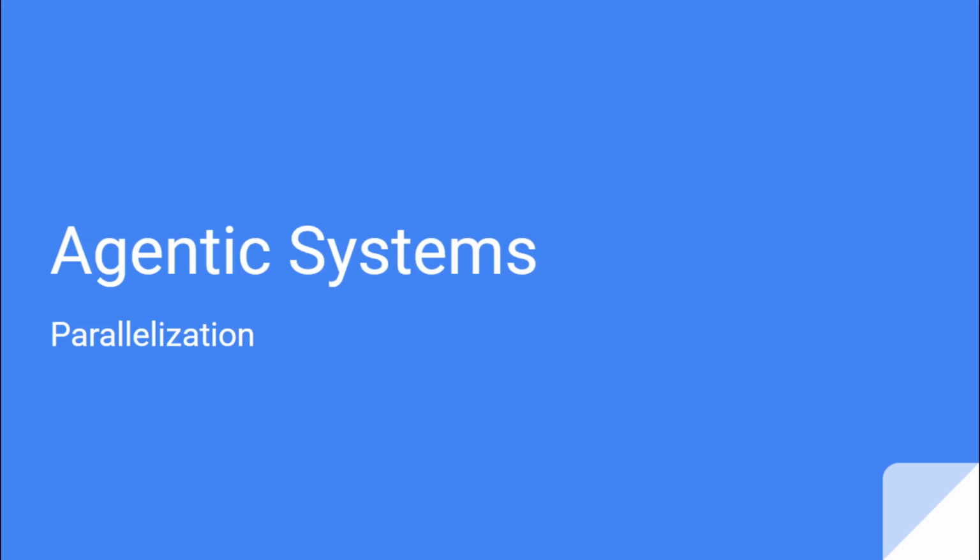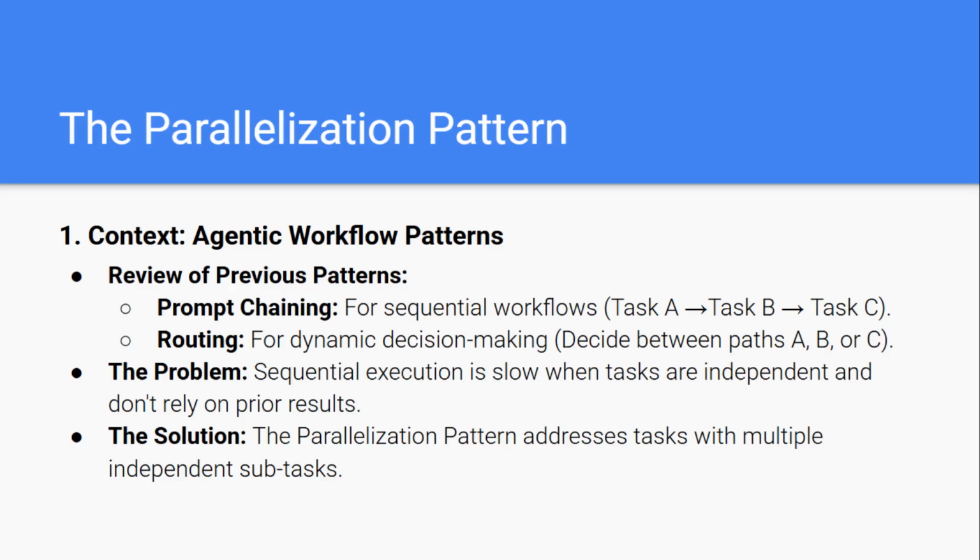After learning prompt chaining for sequential workflows and routing for dynamic decision making, the parallelization pattern addresses tasks that contain multiple independent subtasks. Instead of executing them one after another, this pattern allows subtasks to run simultaneously, improving efficiency and performance in complex agentic systems.